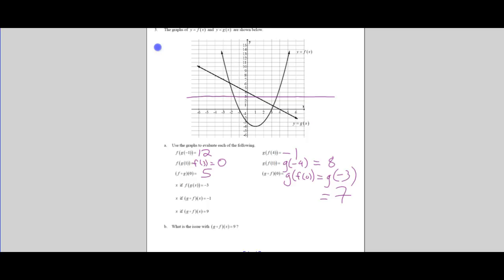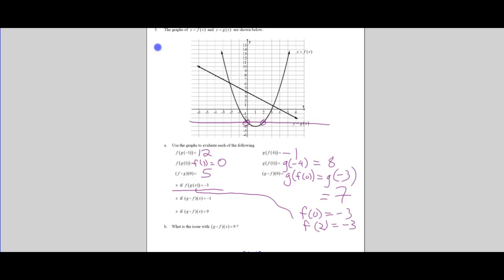So I want f of g of x. Basically I want f of something to be negative 3. So I'm looking at drawing a line down here, not up there. So I have f of 0 is negative 3, and f of 2 is negative 3.